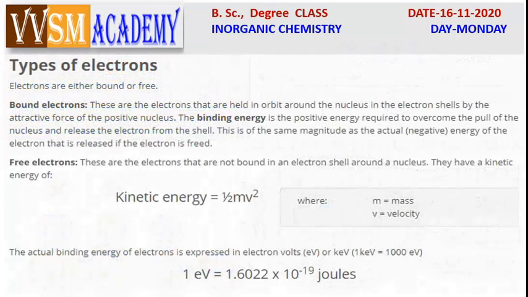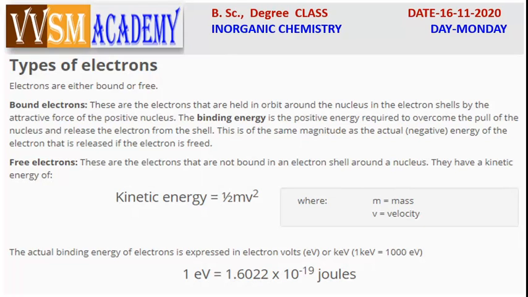Now you see the types of electrons. What are the types of electrons? Electrons play a predominant role, particularly in chemical bonding. These are the electrons that are held in an orbit around the nucleus, in the electron shells, by the nuclear attractive forces, which are positive. That is the law of charges: like charges repel and unlike charges attract, in the electrostatic forces of attraction and repulsion. My dear friends, like poles repel and unlike poles attract, like that in magnetism. You should remember all these fundamental concepts of physics or chemistry, the basic concepts of science.